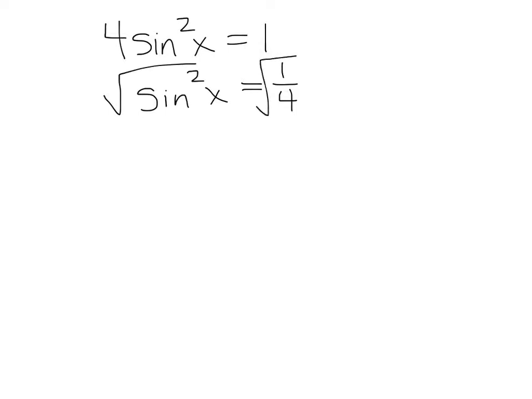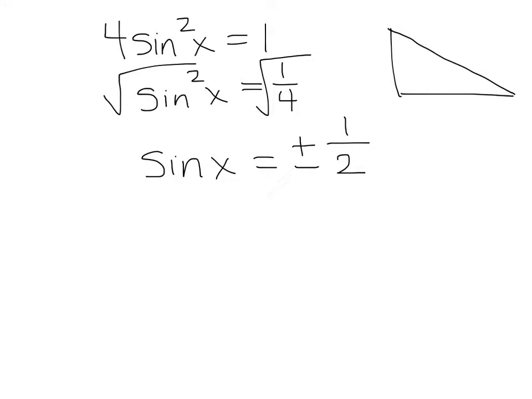Square rooting both sides, you then get the sine of x is equal to plus or minus. Remember, when you square root, you get both positive and negative answers. The square root of 1 is 1, and the square root of 4 is 2. Now, we need to use our reference triangles to figure out what angle gives a sine of 1/2. So we have 1, root 3, and 2. Looking at the reference triangle, you can see that the angle we need is a 30-degree angle.